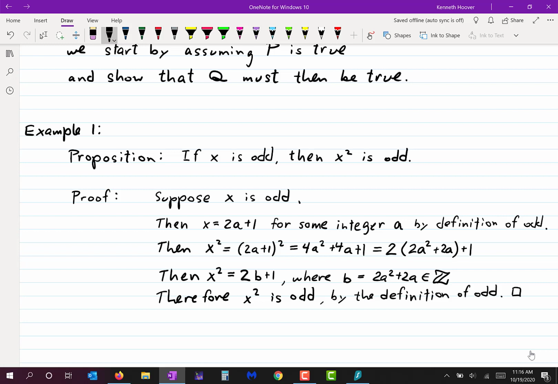Some people don't like this. You have your suppose at the beginning, which you can say assume if you prefer, or you could say let. Instead of suppose, I could say let, but then you wouldn't say let x is odd. That's not grammatically correct. In that case, if you use the word let, then the is changes to be. Let x be odd. I personally like suppose.